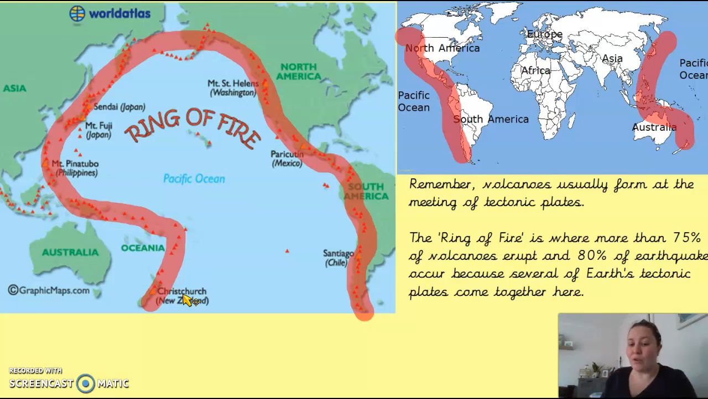So it's the joining of lots of tectonic plates, therefore obviously more likely for the meeting of tectonic plates to form volcanoes. So more than 75% of volcanoes erupt in this area. And also, we're not talking about it, but interestingly, 80% of earthquakes occur there as well. And we will go on to look at earthquakes, but obviously that's tectonic plate activity as well. So that is a famously known place where most of the Earth's volcanic activity is happening.